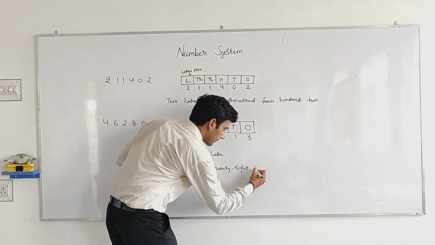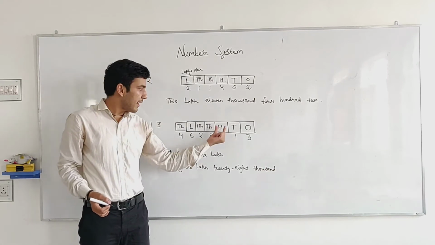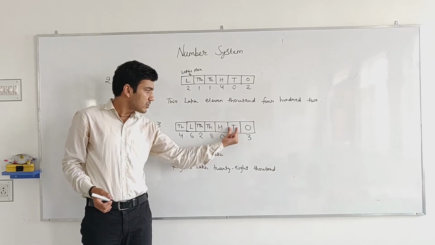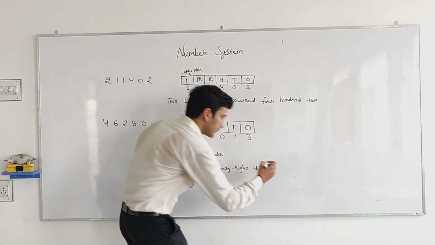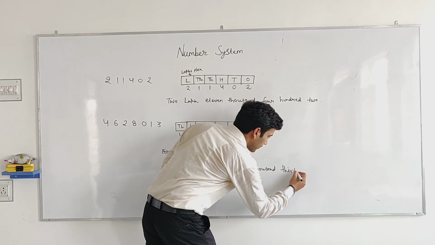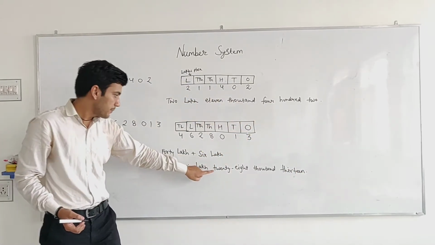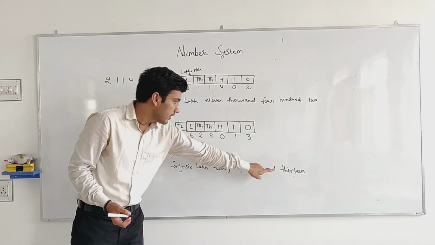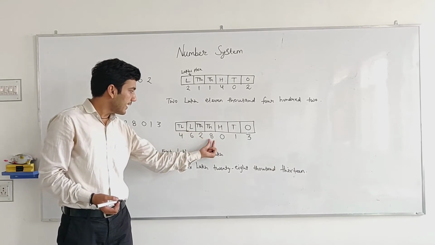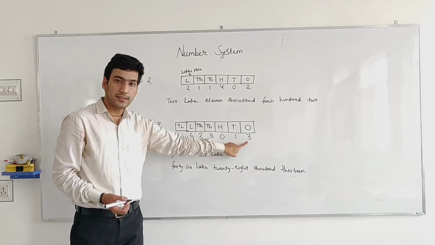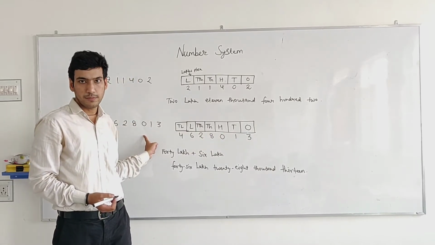28,000. Next, 0 is on hundreds place, 1 is on tens place and 3 is on ones place, so 30. So what's the number name? 46,28,030. Okay students, so this is the 7-digit number.